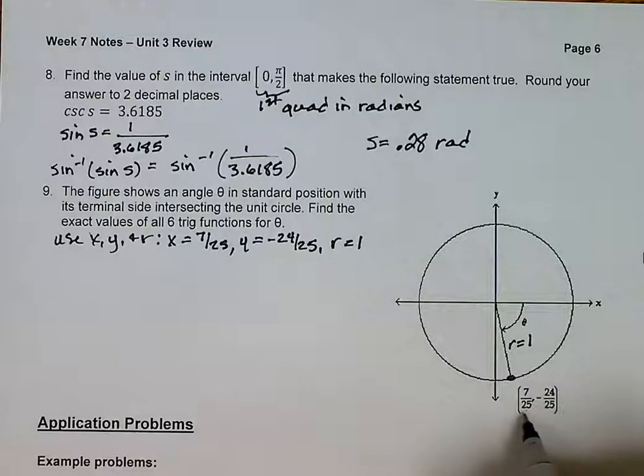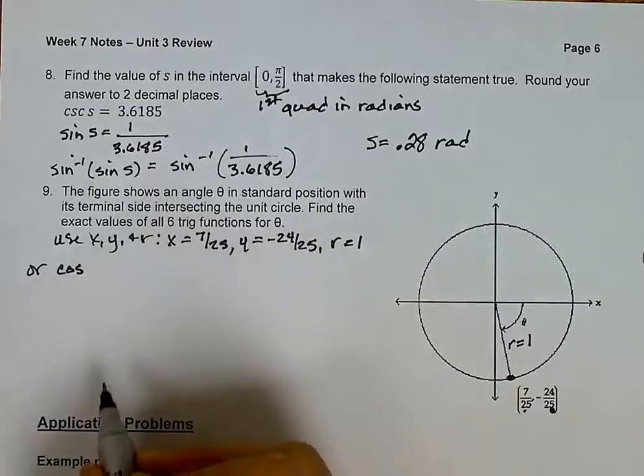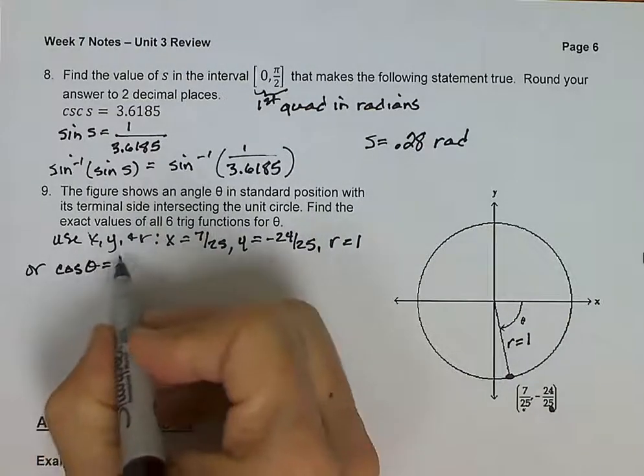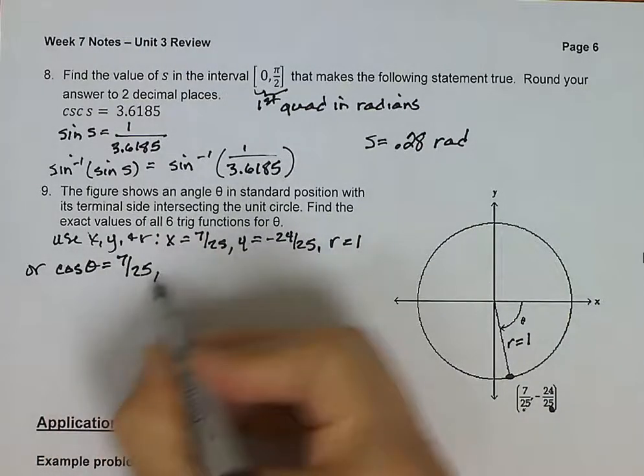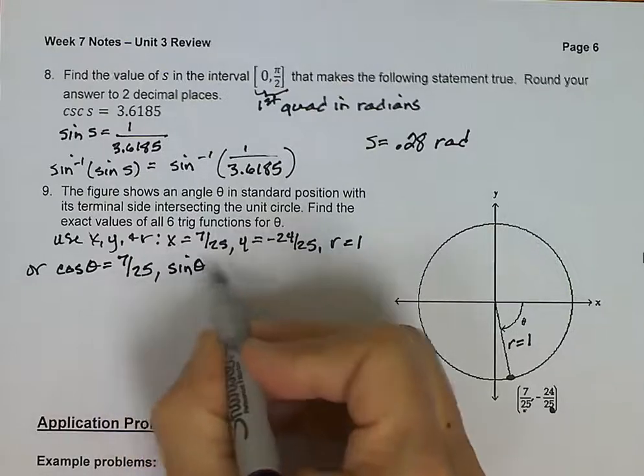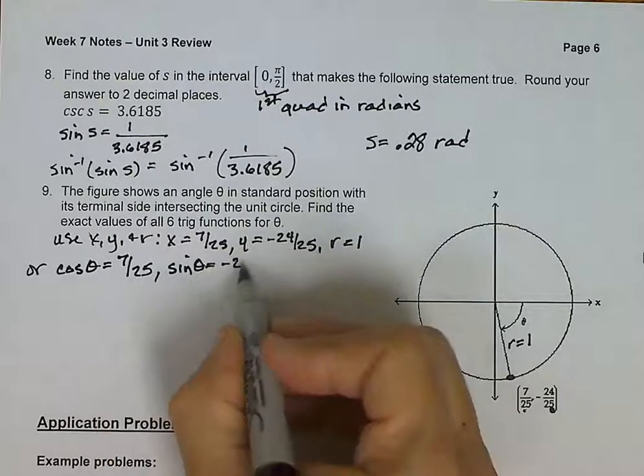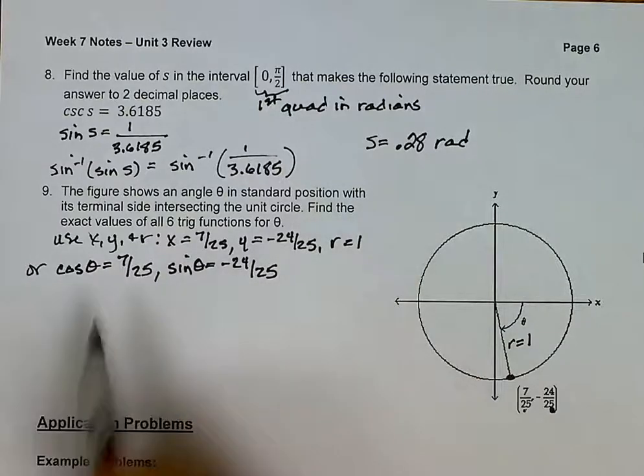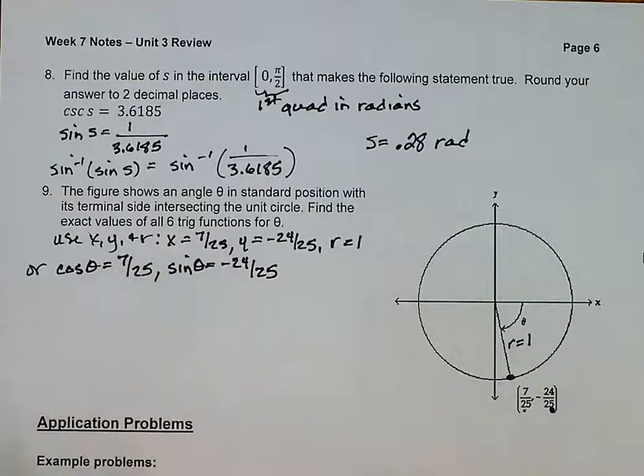Or we could just go directly to the cosine and the sine values because we know this is on the unit circle. So automatically, cosine of theta is 7 over 25. Sine of theta is negative 24 over 25. We could use these two values and some of our identities to find the other 4 trig function values.